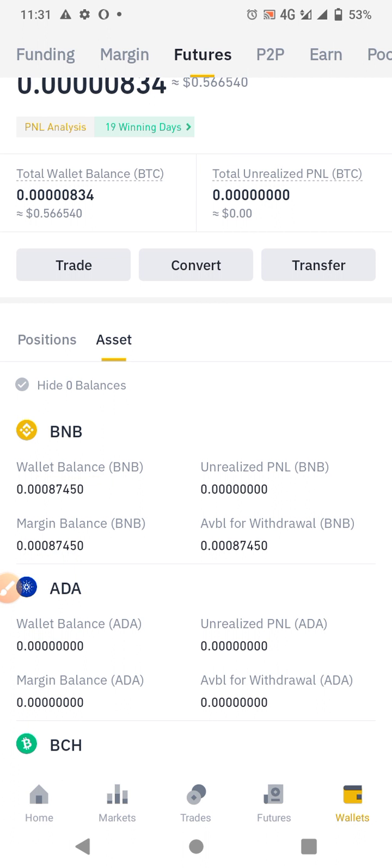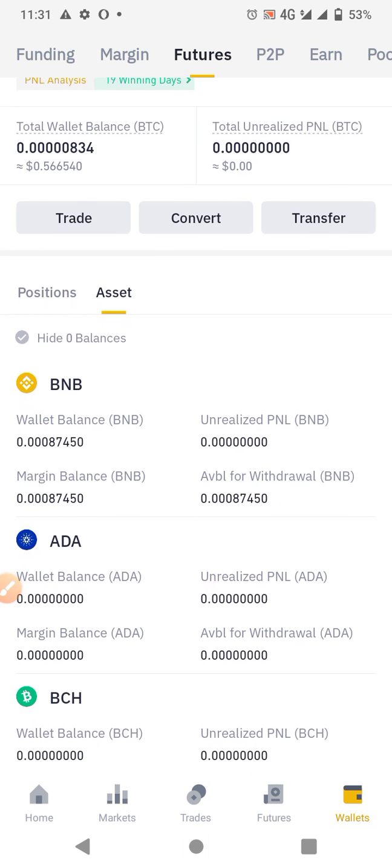Wallet balance is the balance that I transferred from my spot to my coin-M futures. Margin balance is also the balance I can transfer. That is the total balance I can transfer. So whether I'm losing money or gaining money on a trade, the amount I can withdraw is my margin balance. You can also relate it to my available for withdrawal.